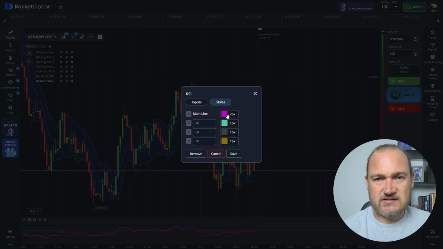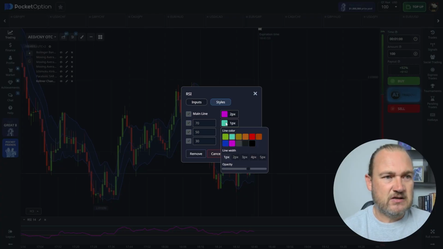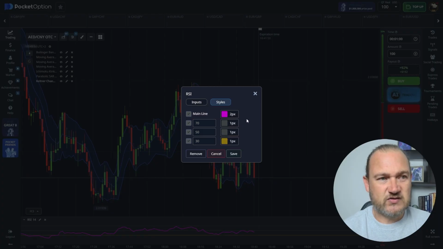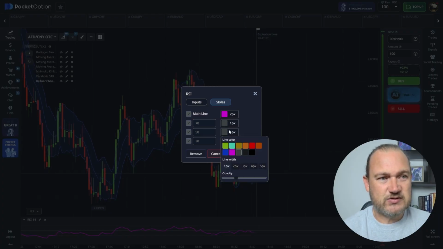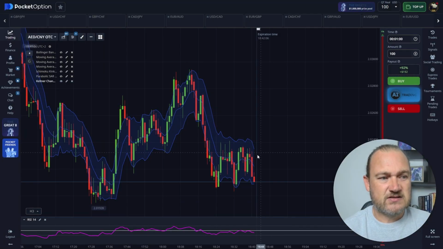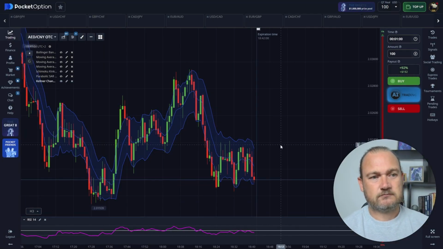You don't have to make this purple. I like purple, but what I'm going to do is make the opacity of the overbought and oversold lines a lot less, and then I'm going to boost up the opacity of the middle line quite a bit. So now it looks like this.